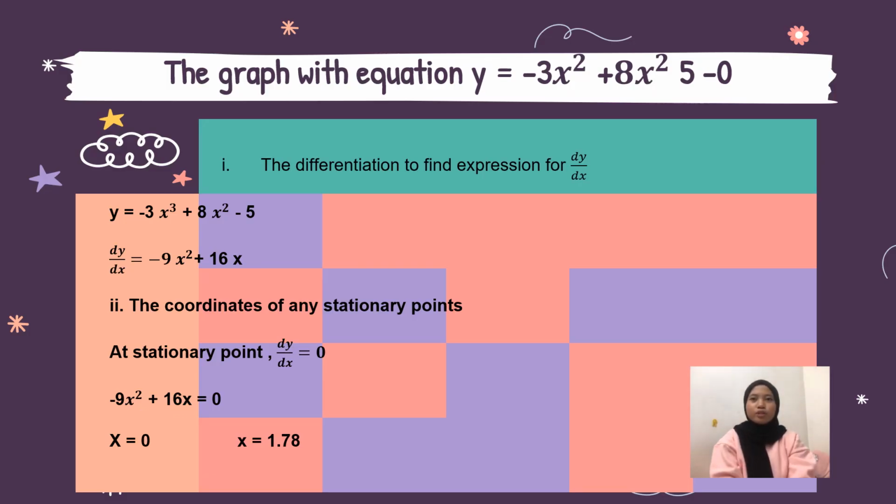The graph uses the equation y equals negative 3x^3 plus 8x^2 minus 5. Differentiating to find the expression for dy/dx, y equals negative 3x^3 plus 8x^2 minus 5, so dy/dx equals negative 9x^2 plus 16x. For the coordinates of any stationary points, at a stationary point dy/dx equals 0. Negative 9x^2 plus 16x equals 0. The answer is x equals 0 and x equals 1.78.